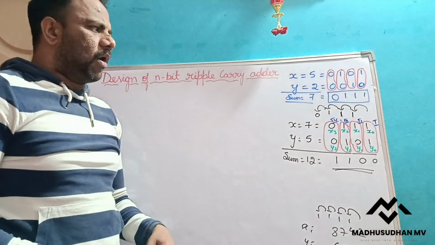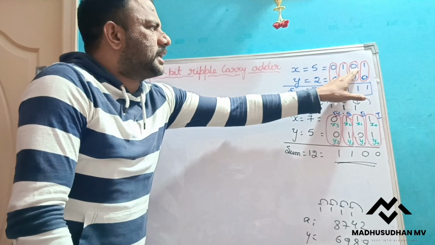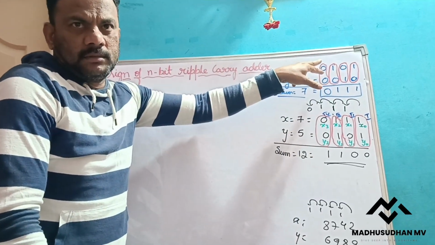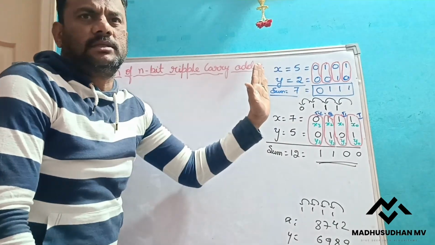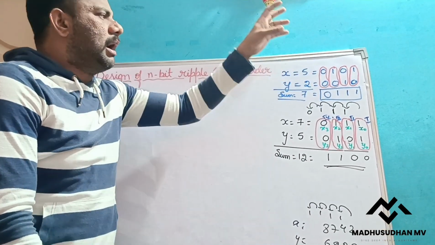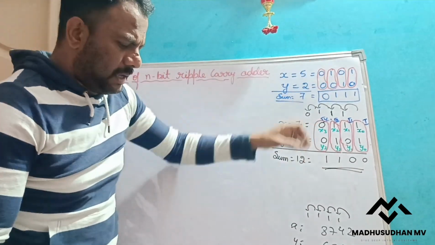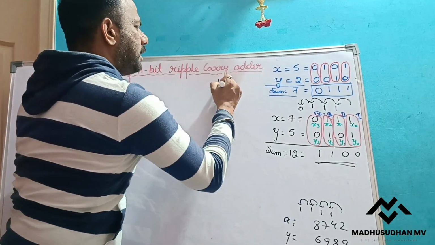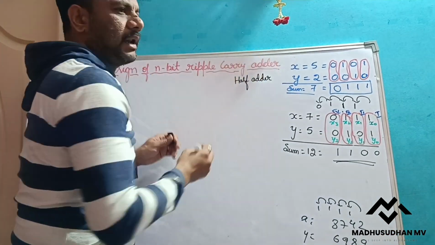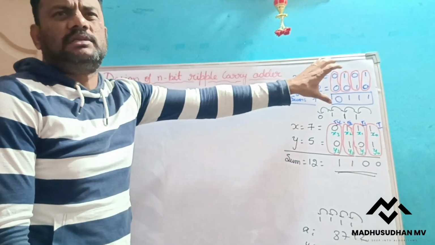But what is the concept? In this example, in all the stages, first stage, second stage, third stage, fourth stage, we added only 2 bits at a time. Always in all the stages I added only 2 bits. There is no carry generated in this example. So a circuit which adds only 2 bits at a time is called a half adder.